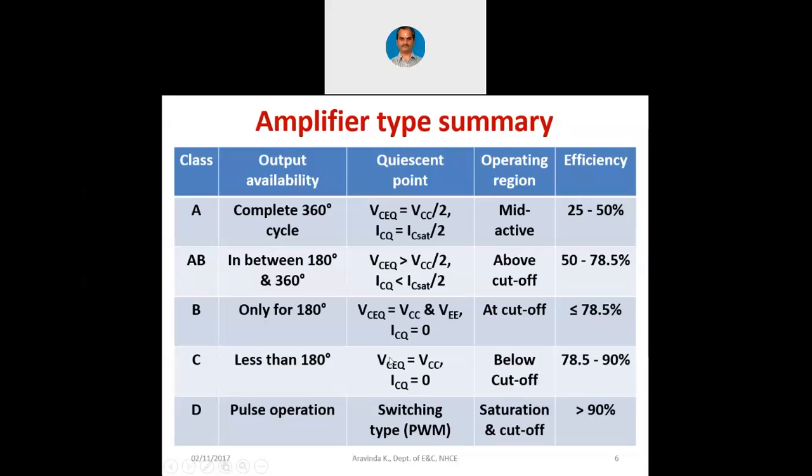Coming to class C operation, VCEQ is VCC because the transistor is completely off. ICQ is also 0. There is no push-pull in this case. In case of class B, there can be a push-pull operation, one PNP, one NPN. In the case of class C, there is no push-pull operation. It is used for radio amplification. And in the case of class C, the operating region is below cutoff, as I had shown you previously in the diagram.